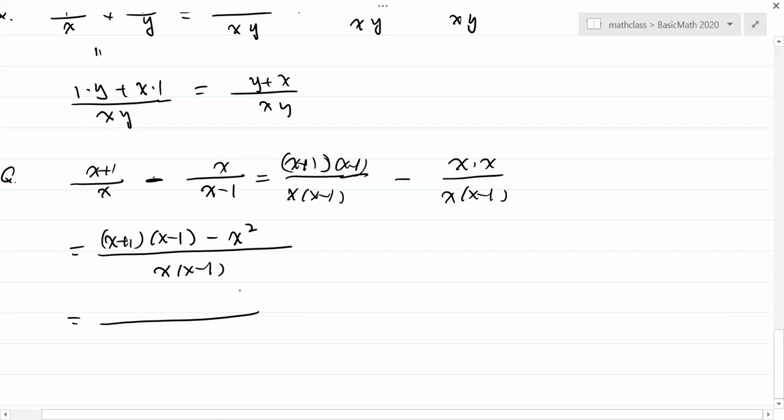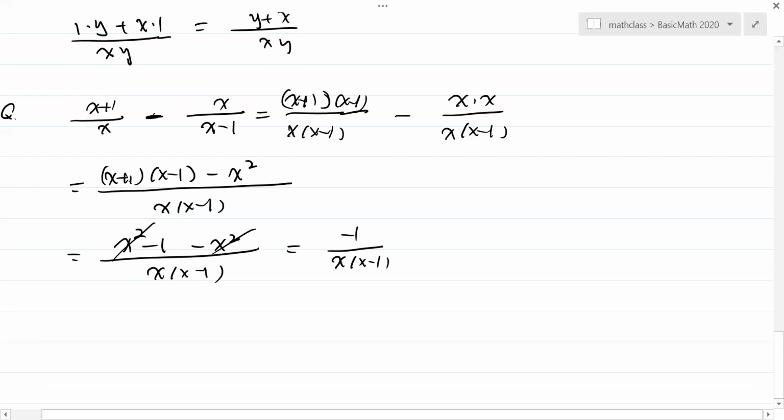And so you have to simplify. How do you simplify x plus 1 times x minus 1? Do you still remember the formula? It's going to be x squared minus 1. So the x squared cancels out. You get negative 1 over x times x minus 1.